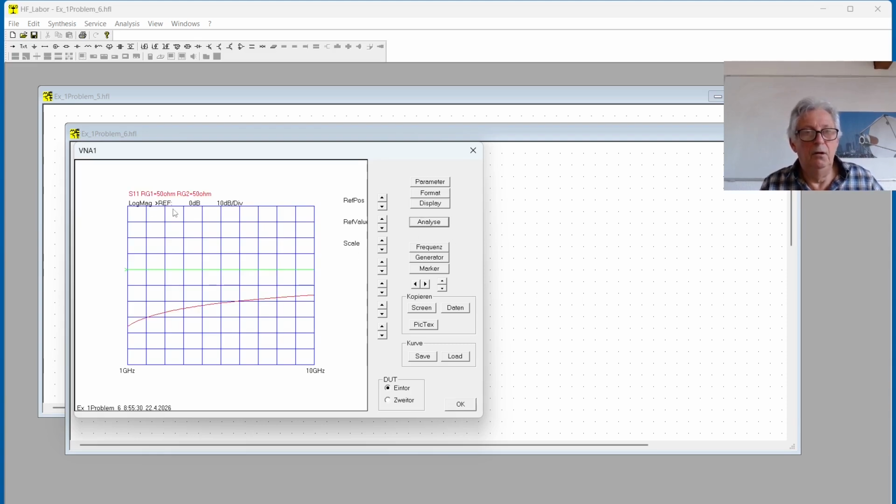And here you see now the reflection coefficient. And if I now switch on the marker, then you will see that as long as the frequency is below 6.4 gigahertz, we are lower than minus 20 dB, which also shows that our approximation is quite reasonable. So this finishes the exercise again, and thank you for watching the video.